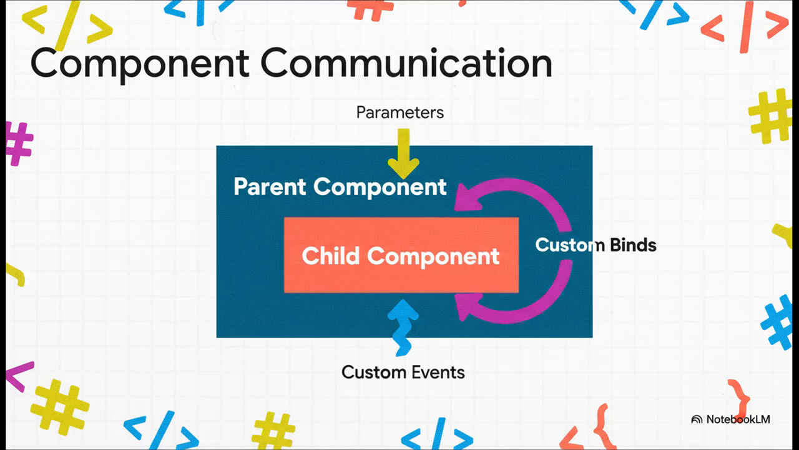So you've got all these Lego bricks, but how do they connect? Well, if a big component, the parent, needs to give some information to a smaller one, the child, it passes data down using something called a parameter. Now, what if the child needs to tell the parent something happened, like, hey, someone just clicked me? It sends a message up using a custom event. And if you need them to be constantly in sync, there's something called a custom bind, which is basically a two-way street for data to flow back and forth automatically.